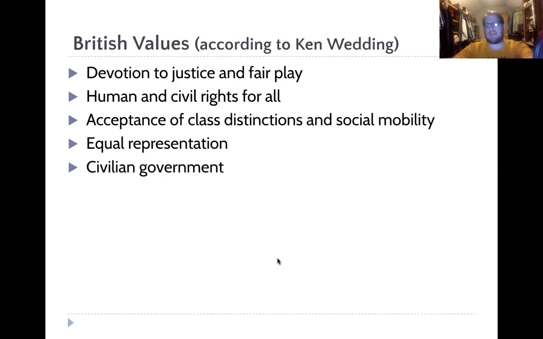Civilian government is a big deal, and that's why the bureaucracy is quite large, because the number of civil servants who work in Whitehall or work for the various bureaucratic entities that make the government work, it is done of and by the people, and not necessarily of and by politicians in all instances.